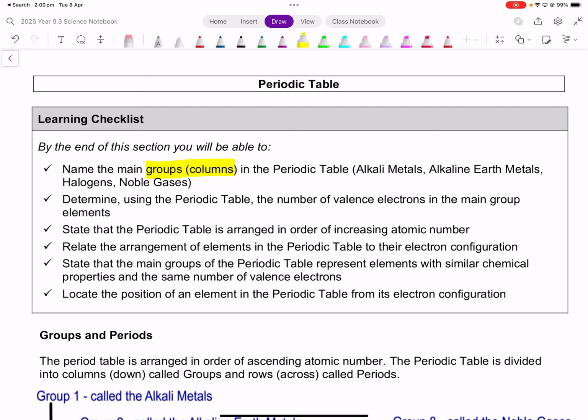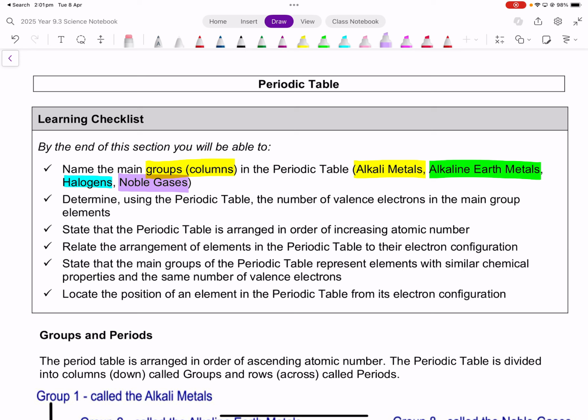And there are some key groups, and these are what we're going to be using our colours for. So maybe I might start using my colours now to represent these. So I'm going to use yellow for the alkali metals. I'm going to use green for the alkaline earth metals. I'm going to use blue for the halogens. And I'm going to use purple for the noble gases.